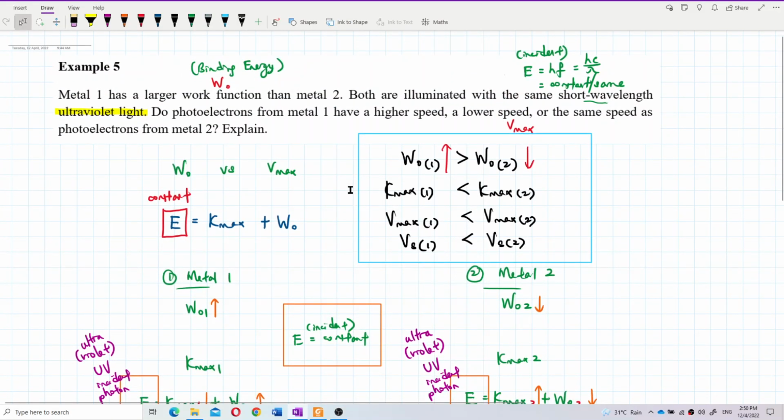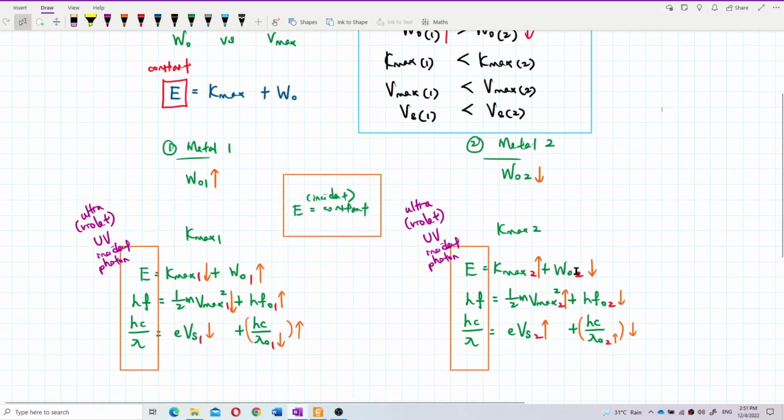So back to this one. Metal 1 has a very high work function compared to metal 2. That means metal 1 has very high binding energy. Metal 2 has a very low work function. That means the electron uses up very little energy to overcome the work function and eject from the metal. So it's still left with very high kinetic energy.